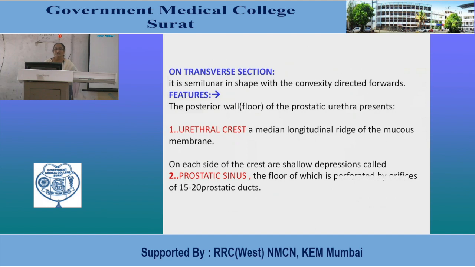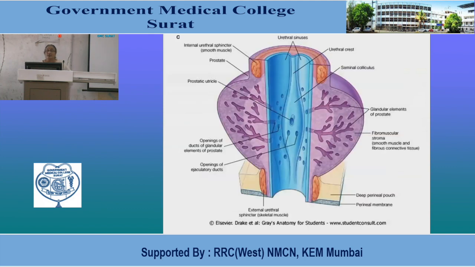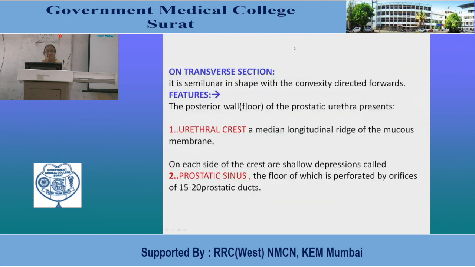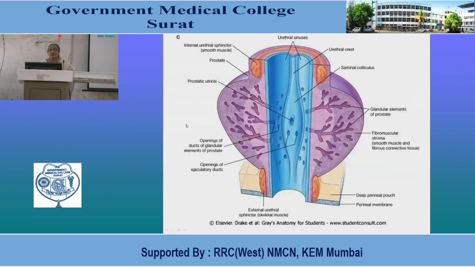Now what are the features visualized in the prostatic part of the urethra? The posterior wall, the floor of the prostatic urethra, presents number 1, the urethral crest, number 2, the prostatic sinus. Now you can see the urethral crest, right? That is number 1. The urethral crest is a median longitudinal ridge of the mucous membrane, and that is called the urethral crest. This is the urethral crest visualized here.